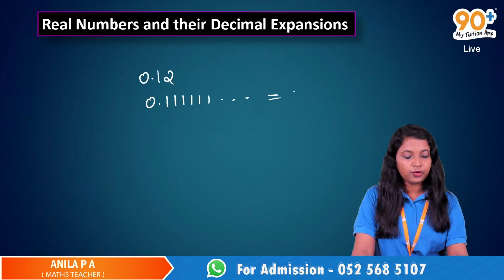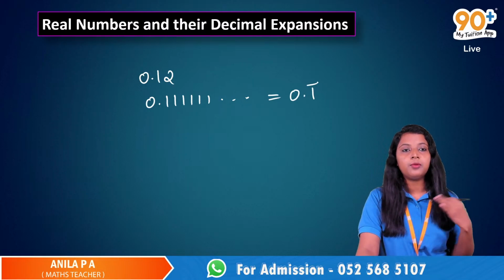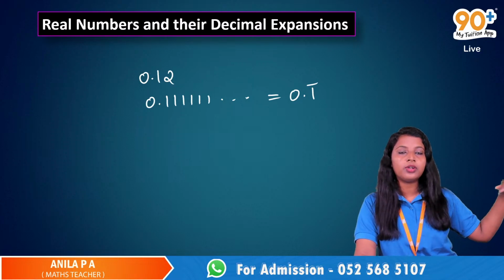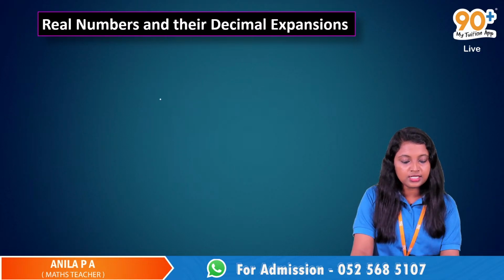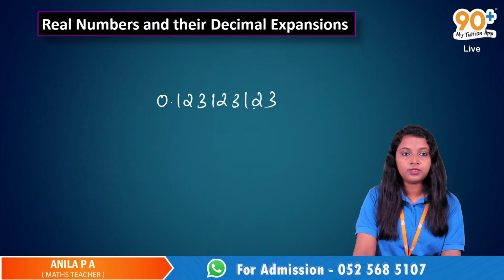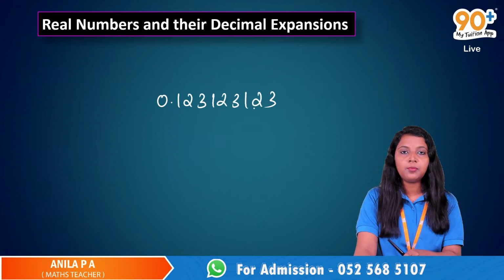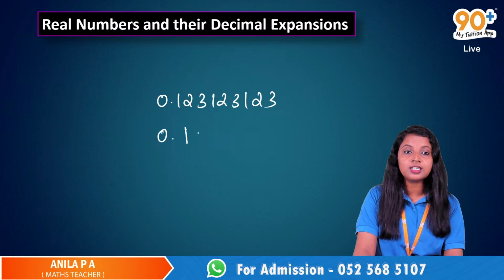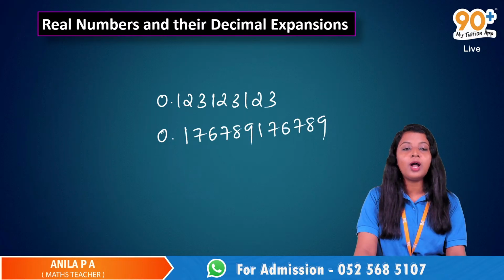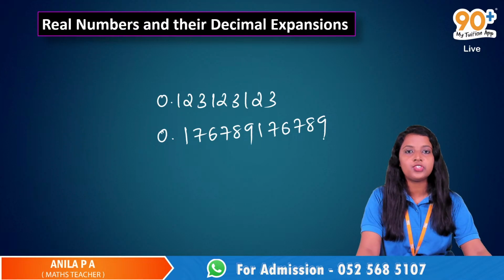Okay, so we just put a bar above this 1, just to know that it is 0.111, it goes on and on. Then in some other cases it is 0.123, 123, 123. Okay, repeating after 3 decimal points. Then in some other cases it is like 0.176789, and then 176789. So up to how many decimal points do we have to check this?